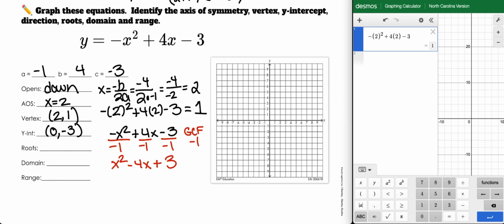Once you get the GCF taken out, we can set up our x. The top of our x is a times c, which is 1 times 3, which is 3, and it's positive. The bottom of our x is our b value, which is -4. And our sides are going to be divided by our a value, which is 1. Okay. Now with that, we find our factors of 3, that multiply to give you 3, which is just 1 and 3.